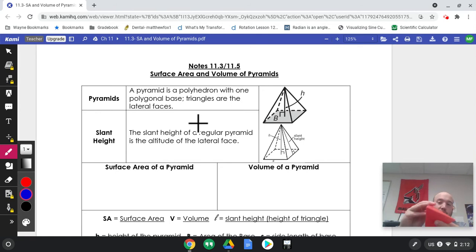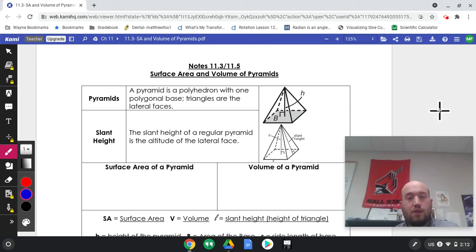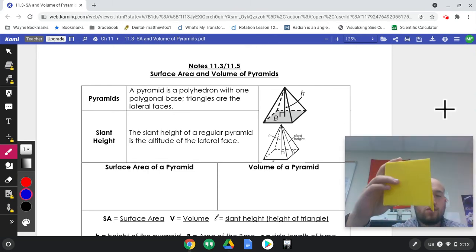The base is unique. The other faces are always going to be triangles. You could have a five-sided base, six-sided, seven-sided, whatever. You can have whatever you want on the base. The two examples I have are a triangle on the bottom and a square on the bottom. Okay, so maybe I'll make this a little bigger so you can see that. Okay, so with our base, the base is a square.